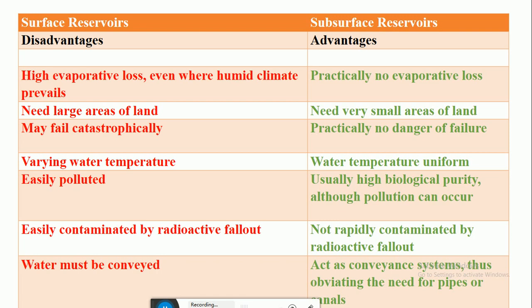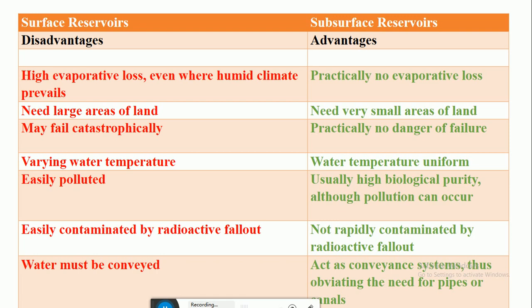Now, the advantages of the subsurface reservoir: practically no evaporative loss, needs very small areas of land, practically no danger of failure, water temperature is uniform, usually high biological purity, although pollution can occur. This pollution can be contamination of the groundwater, such as arsenic contamination, radioactive decay contamination, or contamination by some factories or experimental labs. That is another thing we will discuss later.